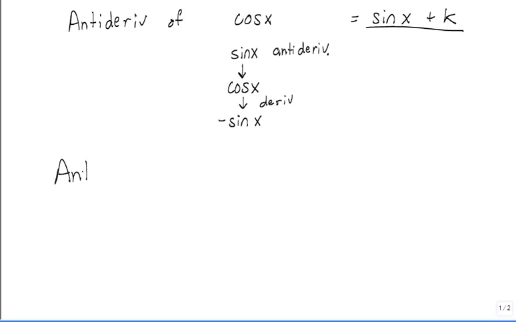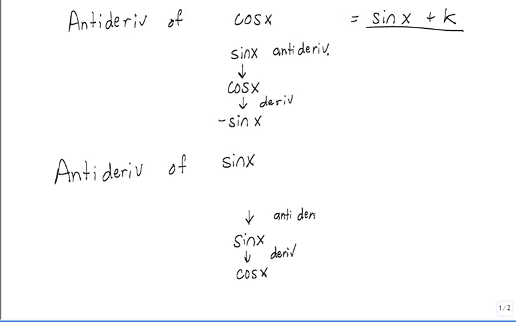The antiderivative of sine x. Okay, here I have sine x. The derivative of sine is cosine, but the antiderivative means I have to take the derivative of it to get positive sine. There's going to be negative cosine x, because the derivative of cosine is a minus sine, and the negative and the negative are going to give me a positive sine. So that's going to be minus cosine x plus a constant.